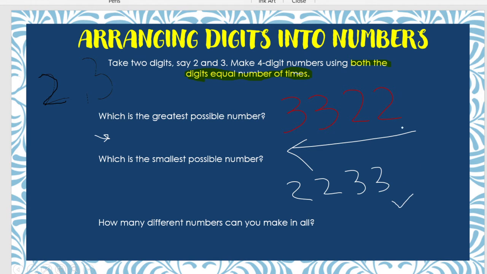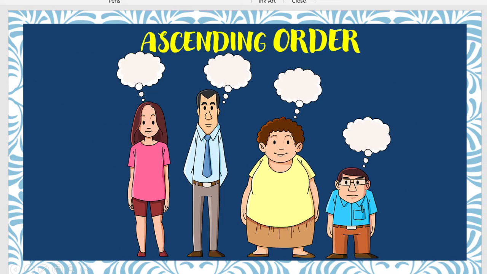Okay, now there is a question for you. How many numbers can you make in all? I have written 2 numbers, but how many can you make, neither greatest nor smallest? How many possible numbers can you make? This is the question. You can do it in your copy. There should be a maximum of 4 digits, using 2 and 3, and you can repeat them an equal number of times. You can give me the answer in the chat box.